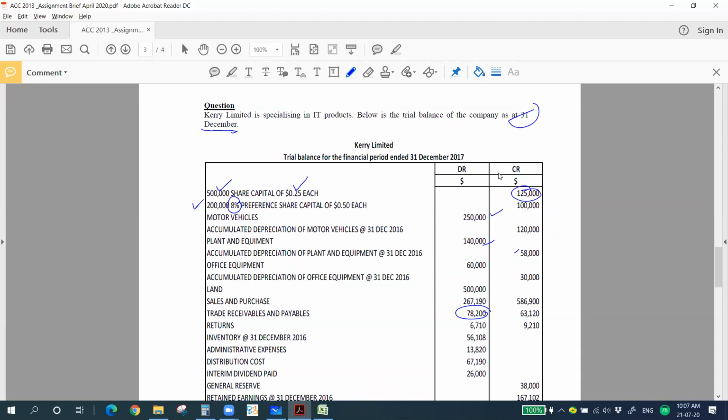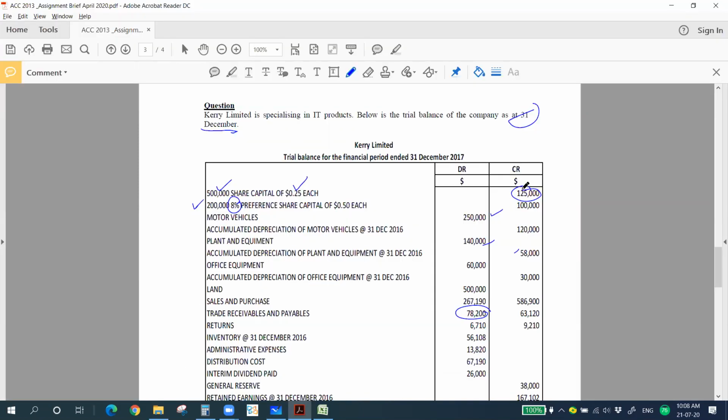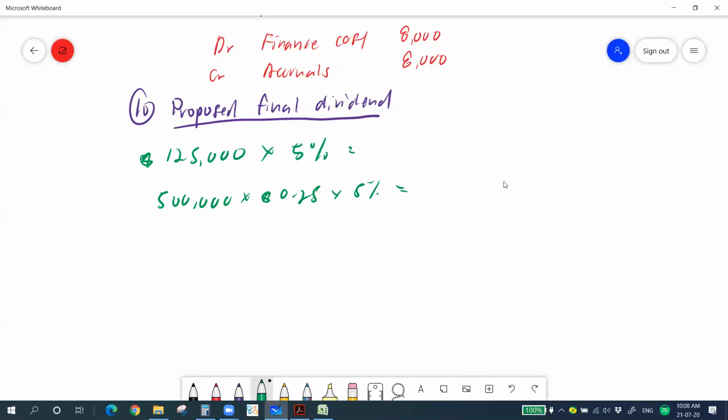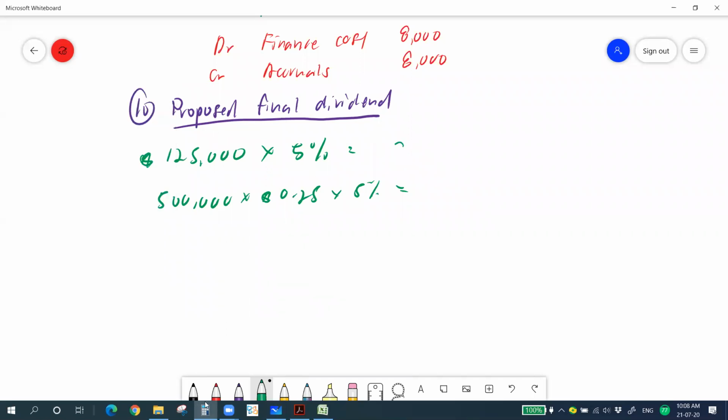So if you are giving a percentage, you can straight away use this. Or if you write 500,000 times 25 cents times 5%, you also get the same answer. This refers to the number of share. This is the par value per share. Or you just use the total value, because in the trial balance you are giving the total value, right? So both formulas give you the same answer. So 125,000 times 5%, you get 6,250. This one 6,250 as well.